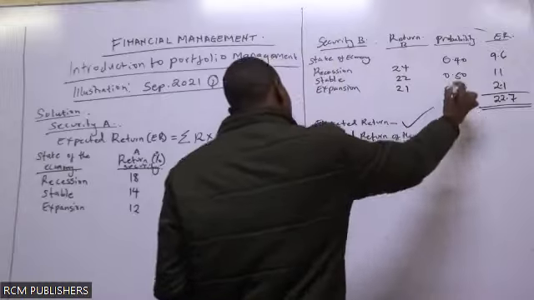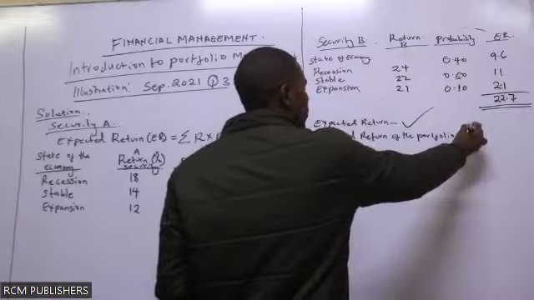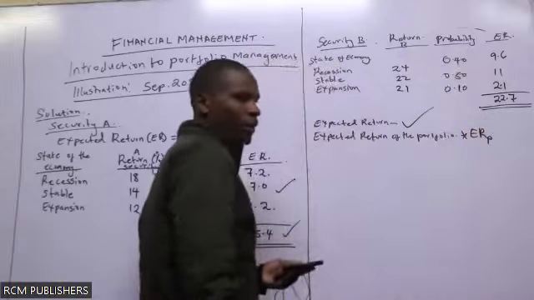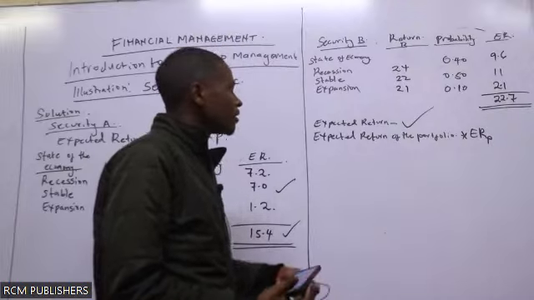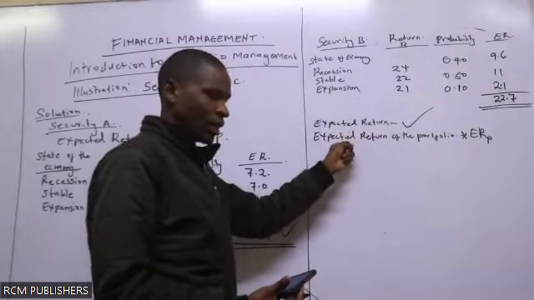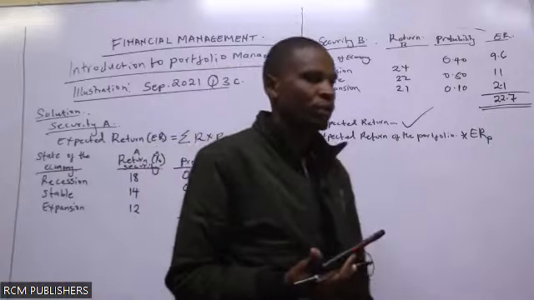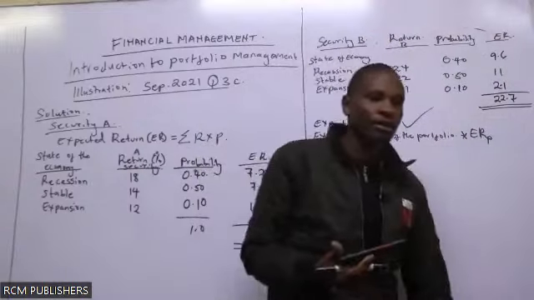Hii formula tuko nayo, tuko sawa. What about this? Expected return na ile p kidogo. Unakumbuka tukiweka something like that. There's this one and this one. Kindly note, most students do confuse. Ati ukifika maliza sasa hapa, umemaliza, hapana. Hiyo utakuwa umepata hizi marks vizuri.